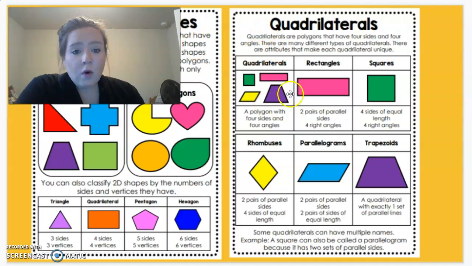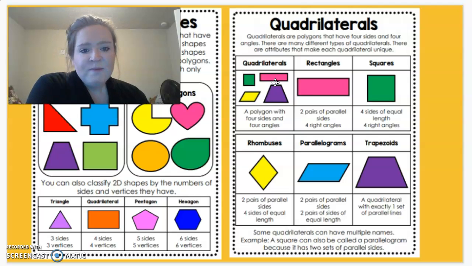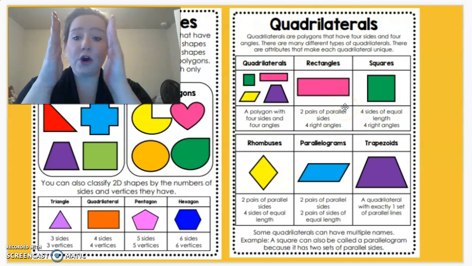So a quadrilateral is a polygon with 4 sides and 4 angles, meaning they're all straight sides and all of the sides connect and touch, so it's a closed figure. Rectangles have two pairs of parallel sides. Parallel sides go like this.